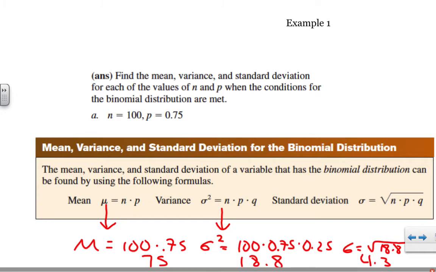So the mean is n times p, 100 times 0.75, which gives me 75. So my mean for this binomial distribution is 75. My variance is 100 times 0.75 times 0.25. Remember that q is 1 minus p, and that gives me 18.8. And my standard deviation is the square root of 18.8, which is 4.3.